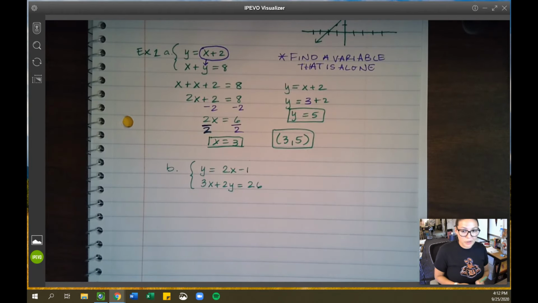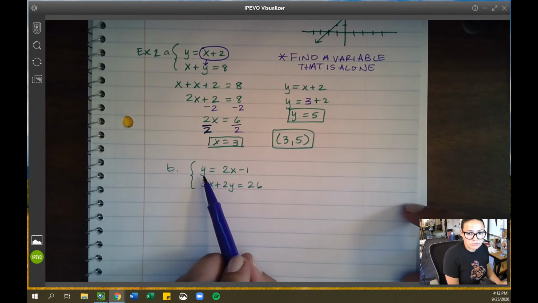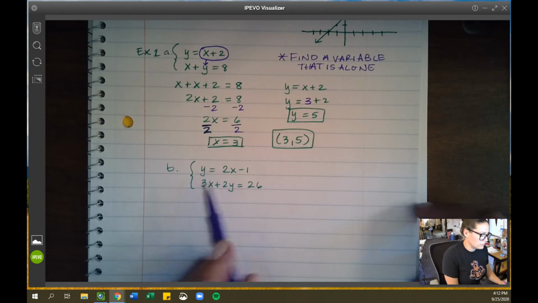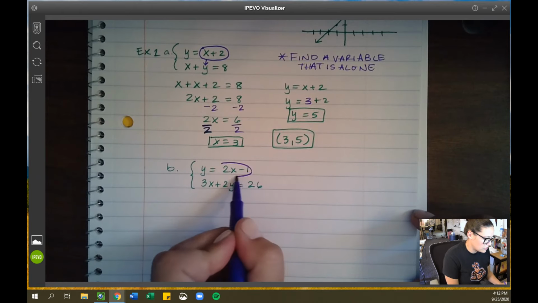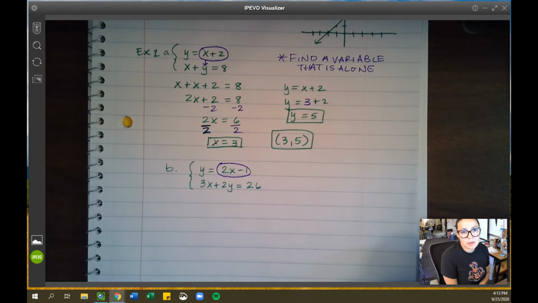All right, here's what I want you to do. I want you to find the variable that is alone. Did you find it? It's this one, the y equals. And what does the y equal? It equals 2x minus 1. I want you to circle it.